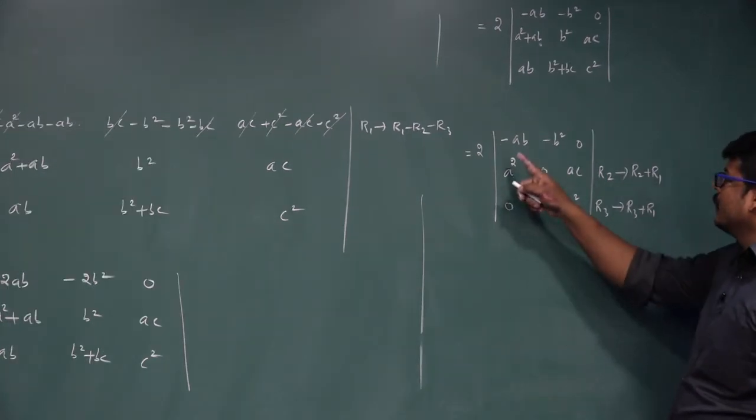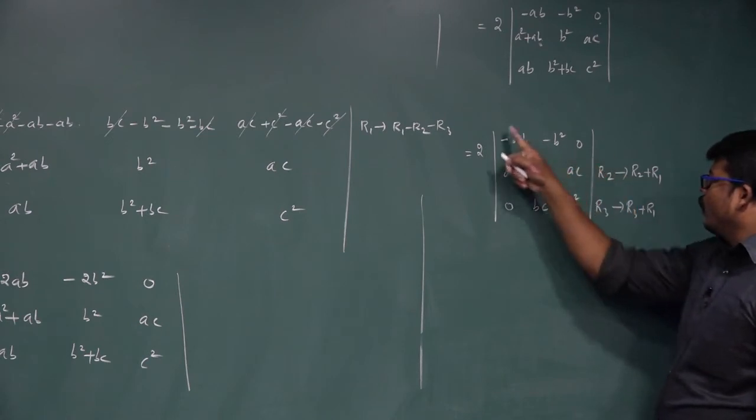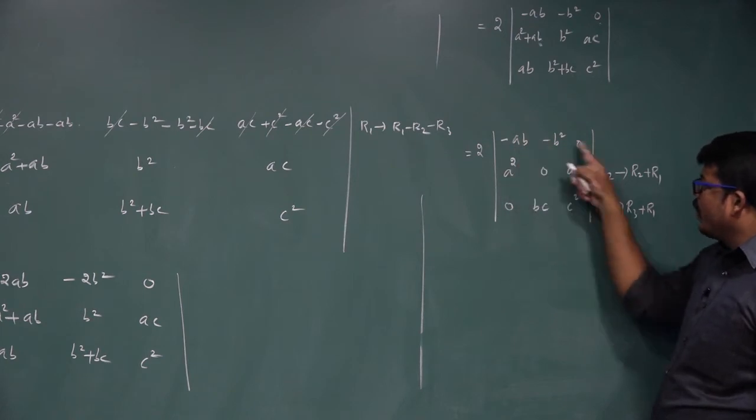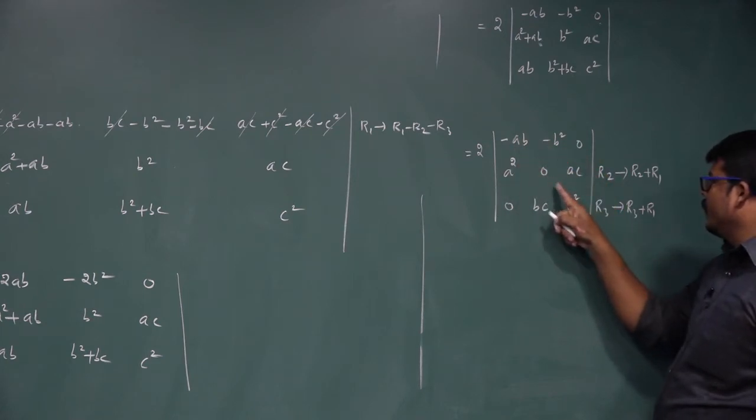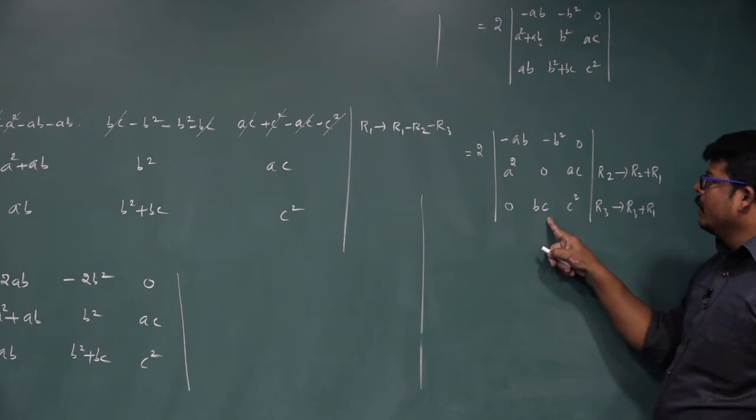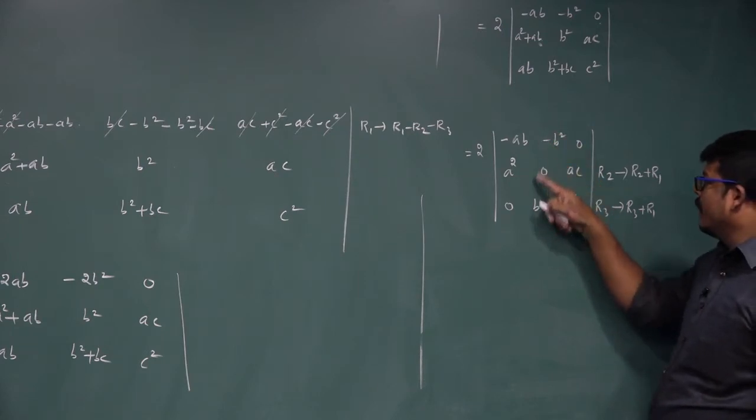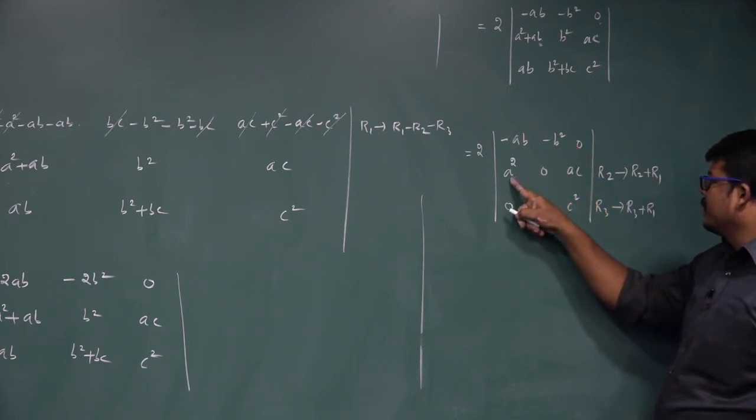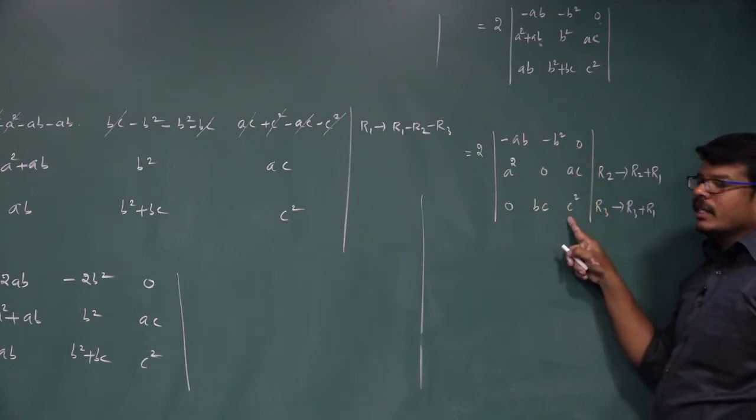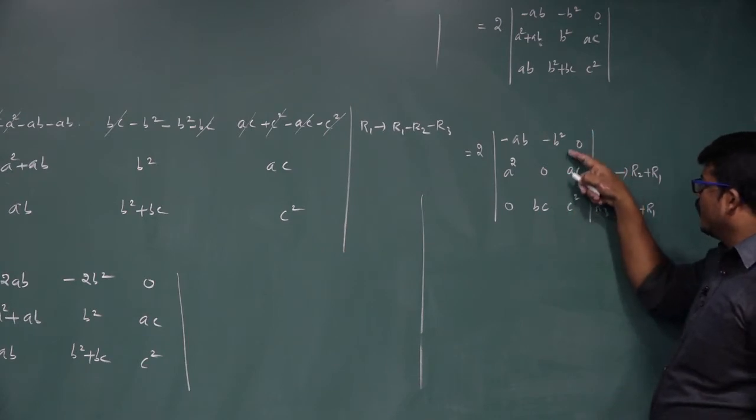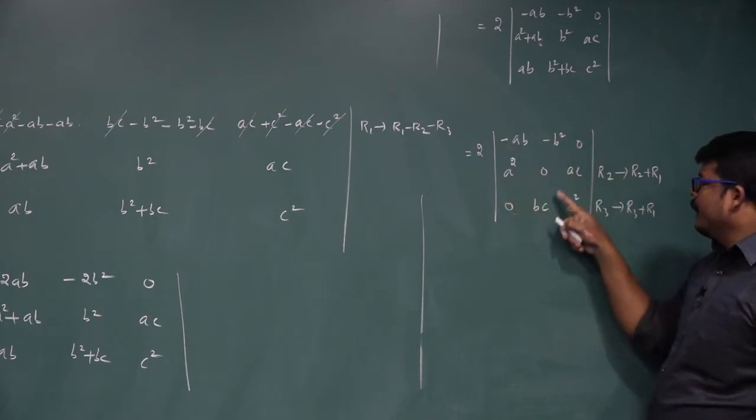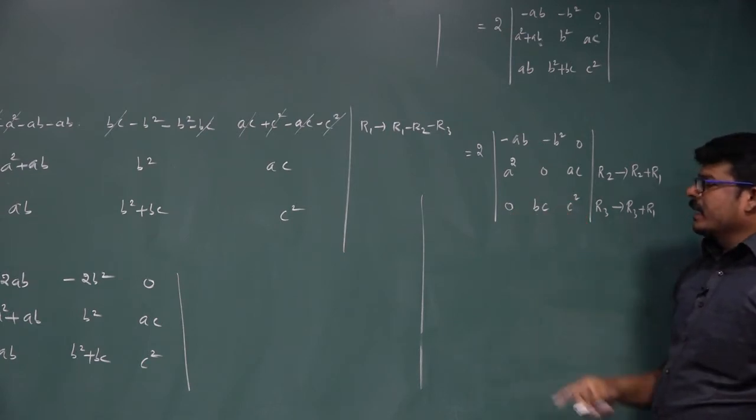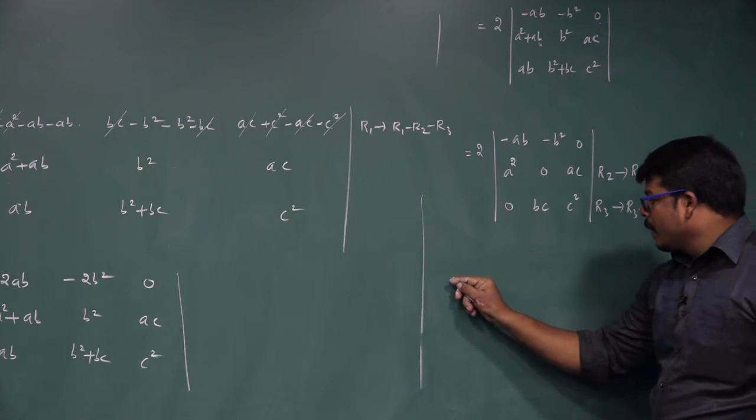Expanding the determinant by row wise. The first one, taking the element minus AB, column and row are eliminated, get the minor matrix 0, C square, BC, AC. Next one, taking the element minus B square, column and row are eliminated, get the minor matrix A square, AC, 0 and C square. Next, taking the element 0, column and row are eliminated, get the minor matrix A square, 0, 0 and BC. Already you know expanding the row wise and column wise.